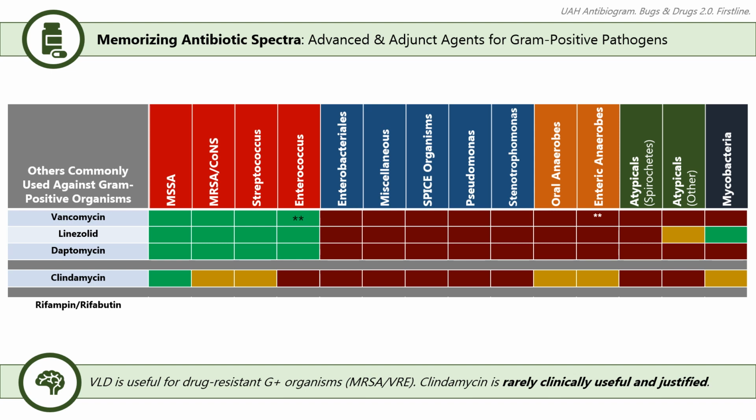Clindamycin is sometimes taught to have good anaerobic coverage or above the diaphragm anaerobic coverage, but in our local antibiograms, clindamycin actually performs quite poorly against most anaerobic bacteria. For these reasons, and because it carries a high risk of C. difficile infection, it is rarely clinically useful or justified.